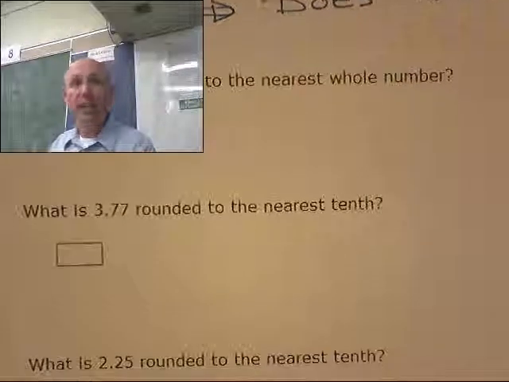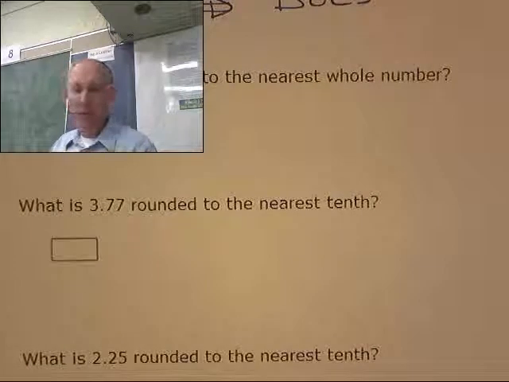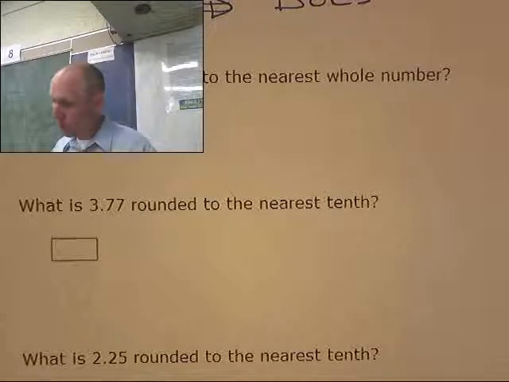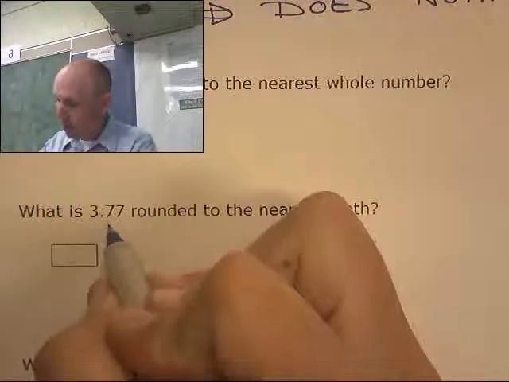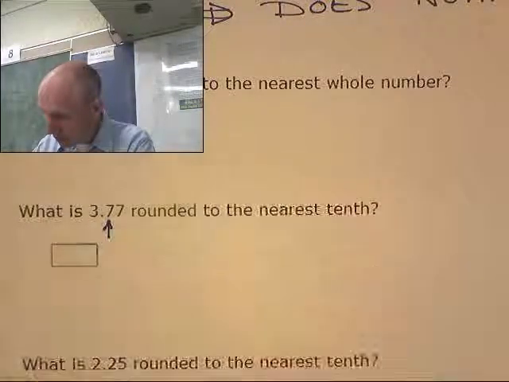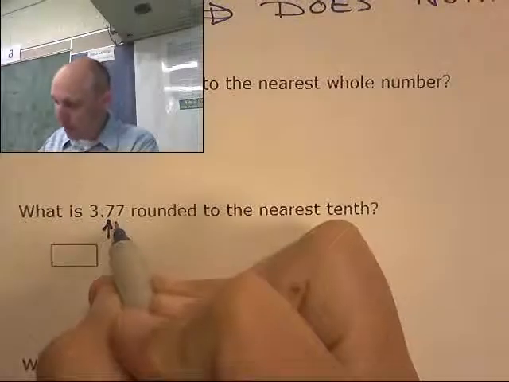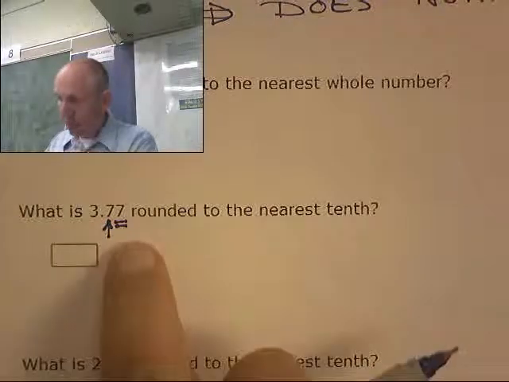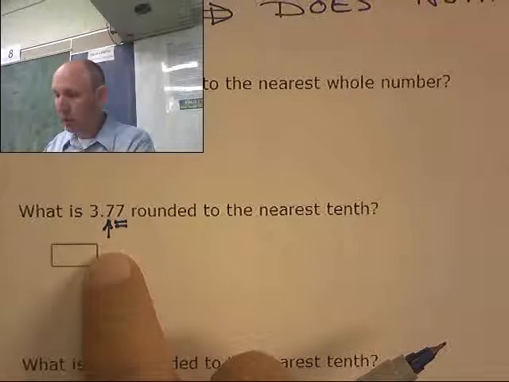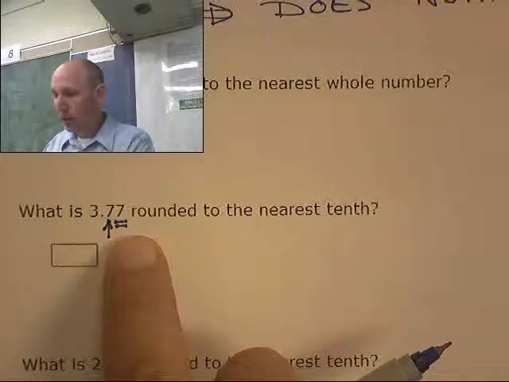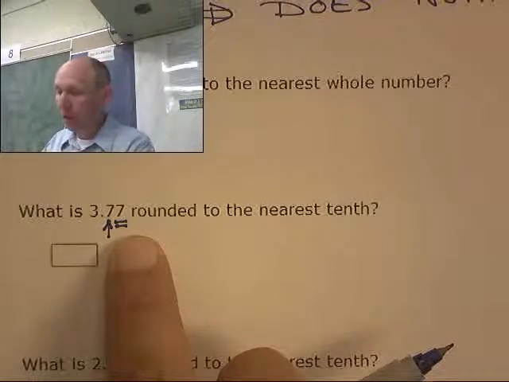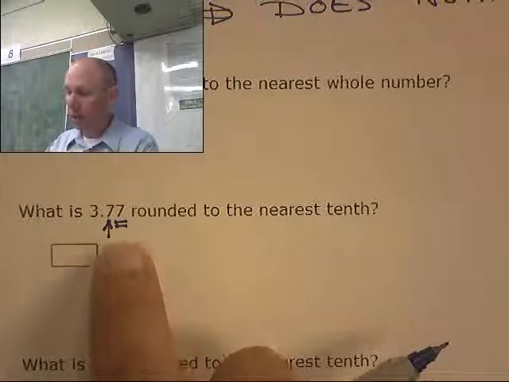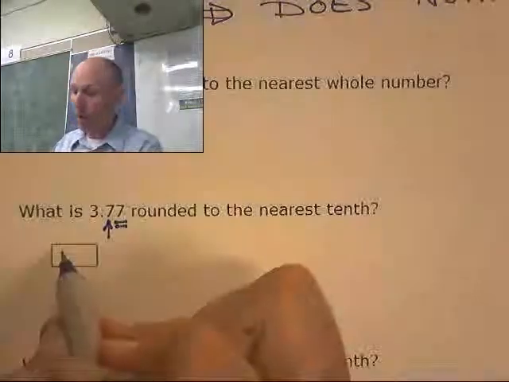Next one. We first have to identify the correct place, and then figure out our bully, and figure out what the bully is going to do to the place. Let's try, what is 3.77 rounded to the nearest tenth? To the nearest tenth. Well, here's my tenth. Here's my bully. And what is the bully going to do to that tenth? Well, the bully is a 7. And 7, well, that's higher than 5. So the 7 is going to push the other number up. So the 7 is going to push the other 7 up to become an 8.